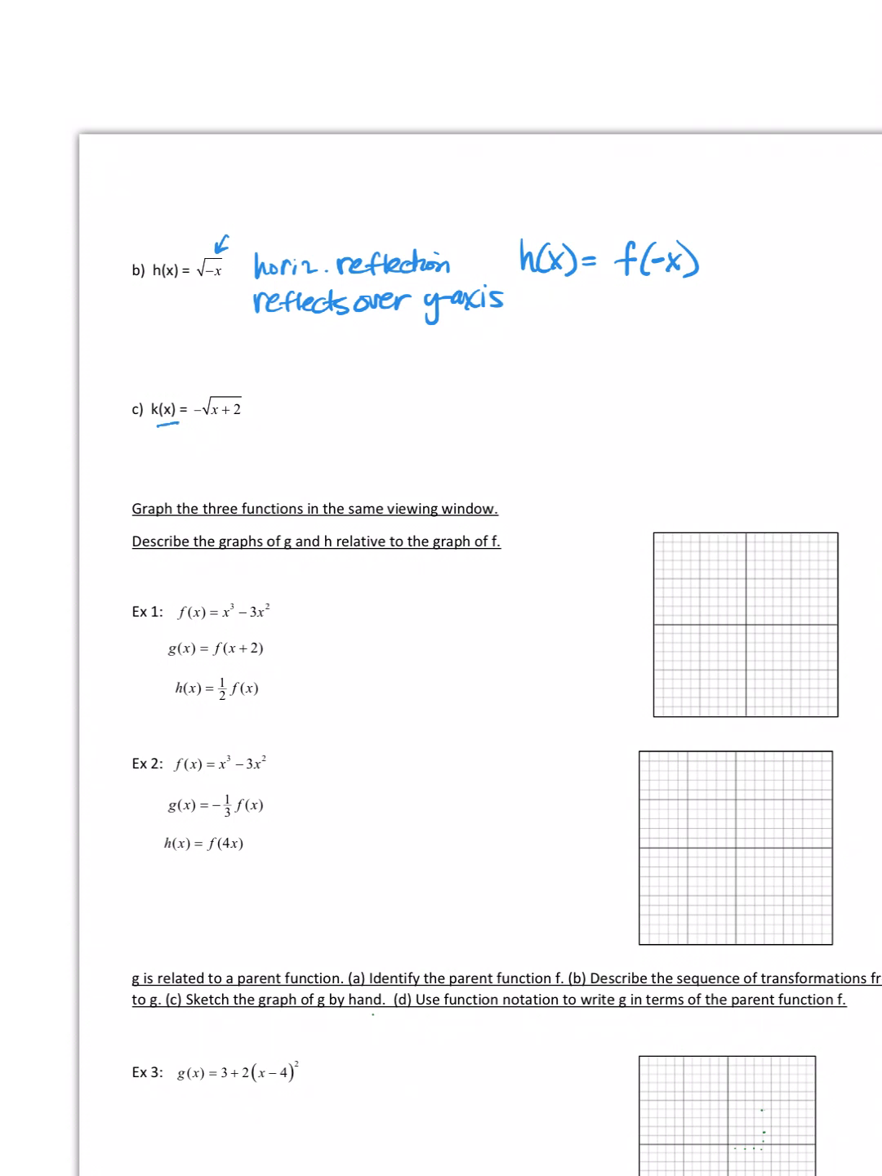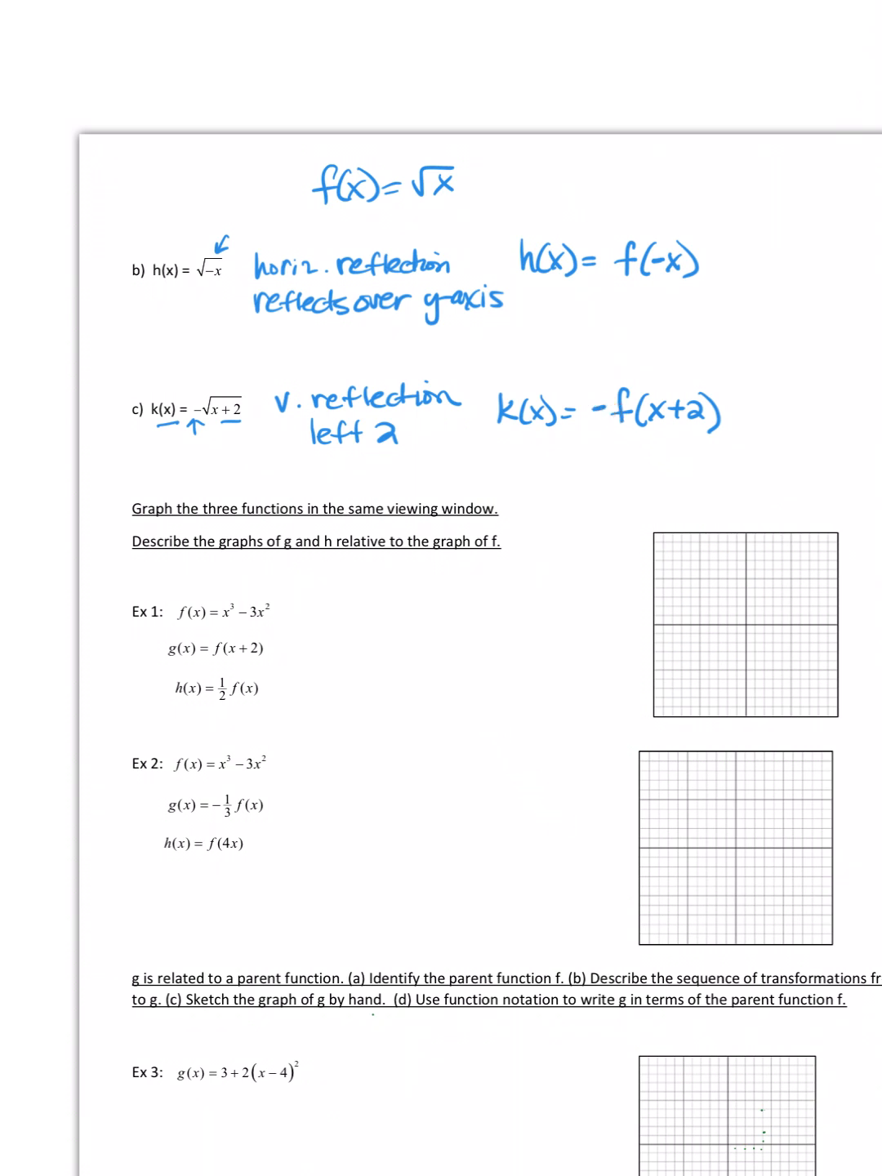K of x, look at this, what's happening here? Well, that's a vertical reflection. And the +2 means it's going to move left 2. So to put this in function notation back in terms of f of x, I need that negative to be on the outside, but what's happening to the x on the inside? It's x plus 2. Notice the square root's gone because there's somewhere telling us that f of x is the parent function. So we don't have to include the square root because it's understood by using the f of x term in this question. Okay? It's a little weird, but you can do it.